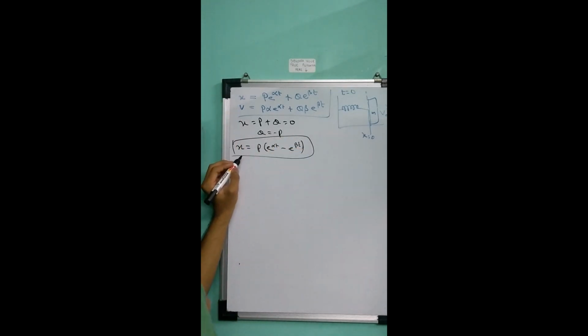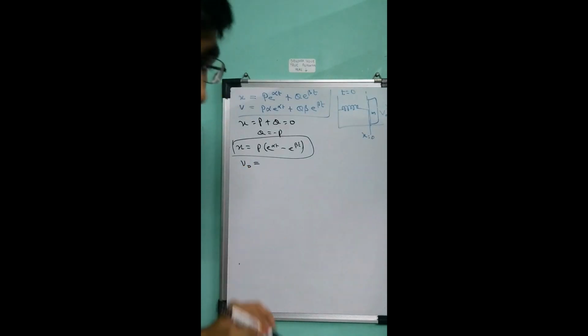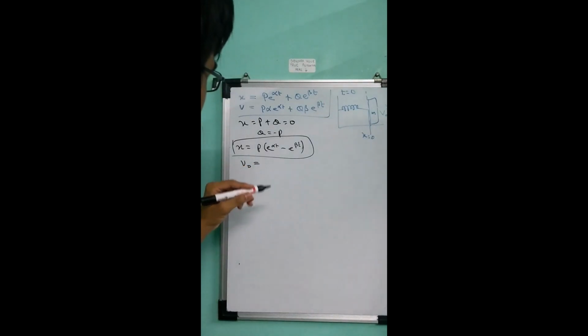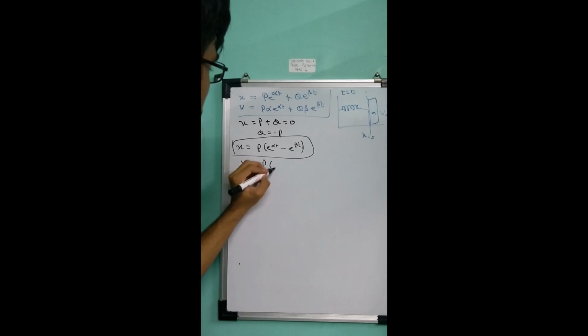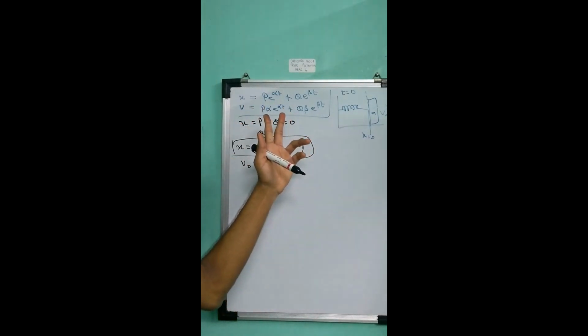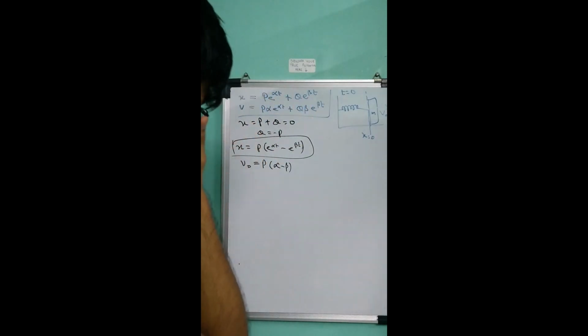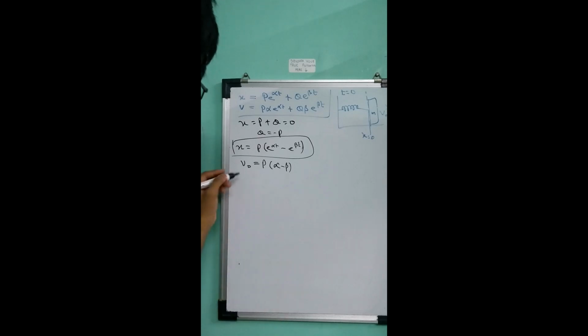Also, if you put t equals 0 in the velocity equation, you'll get v0 equals p into alpha minus beta, because q is minus p and e to the power alpha t and e to the power beta t will be 1, right? So this is what we get. Alright.